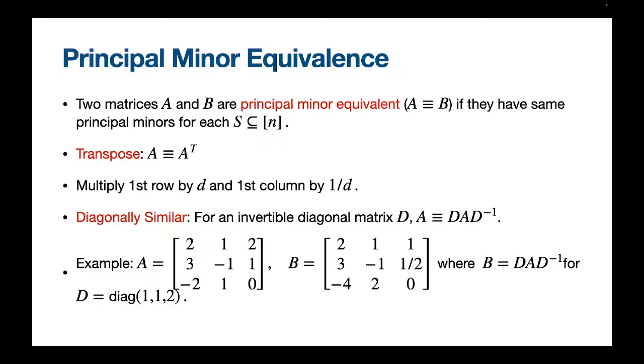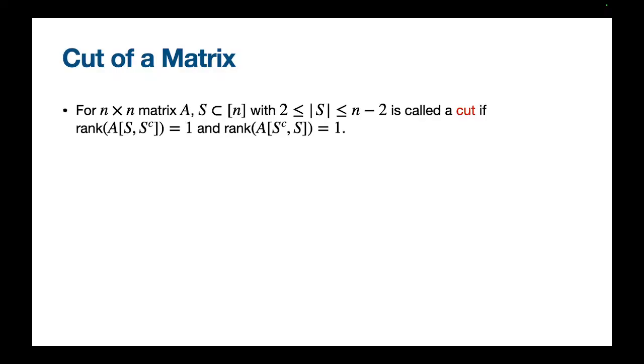For that I have to define what is called a cut of a matrix. A subset S of the index set is called a cut if it has size at least 2 and at most n minus 2, such that these two submatrices have rank 1. What are these submatrices? We take the rows indexed by set S and columns which are not in S, and vice versa, we take columns which are in S and rows which are not in S, and both of them should have rank 1.